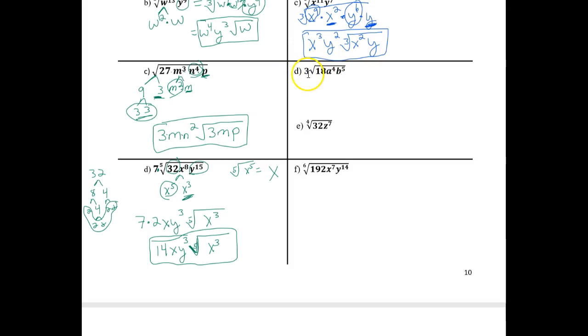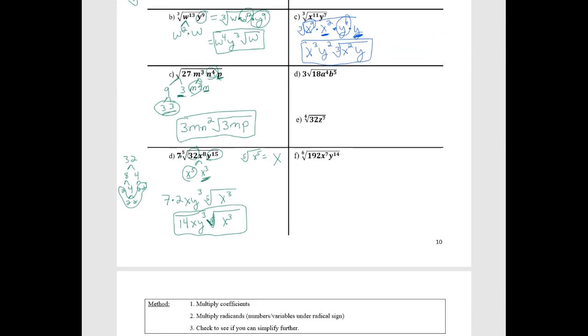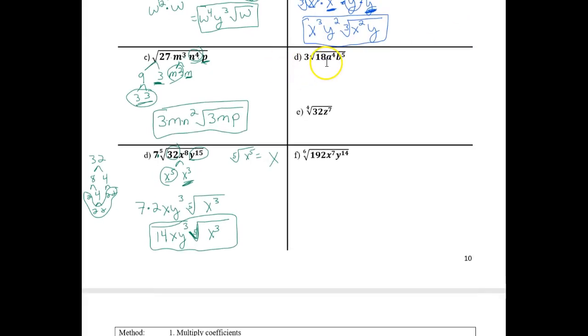Part D on the right hand side has 3 times the square root of 18, a to the 4th, b to the 5th. This is a square root. We're looking for pairs of numbers or variables when we simplify this. So I have to factor that 18. 18 is 2 times 9. 9 is 3 times 3. Here's a pair. That's going to be able to come out.